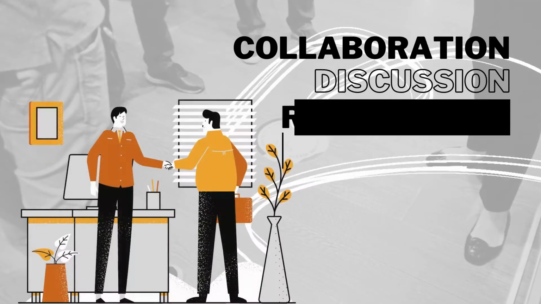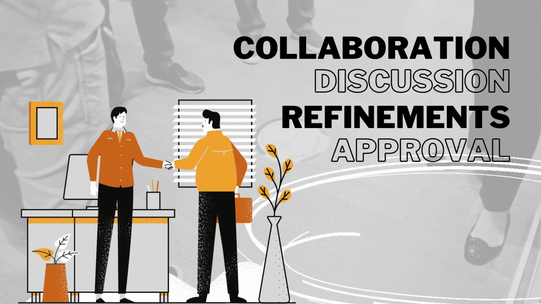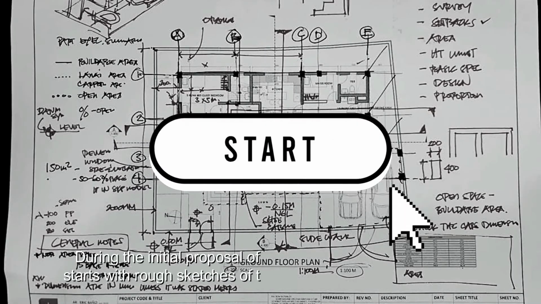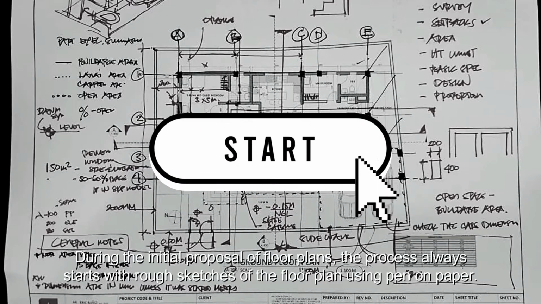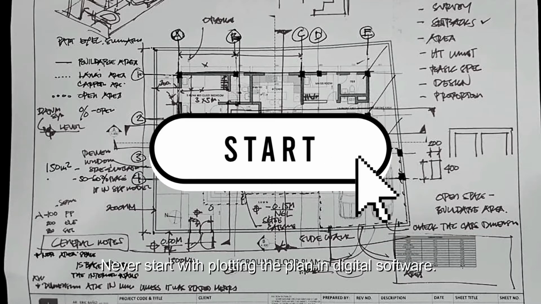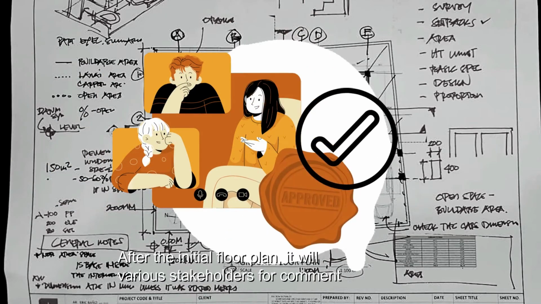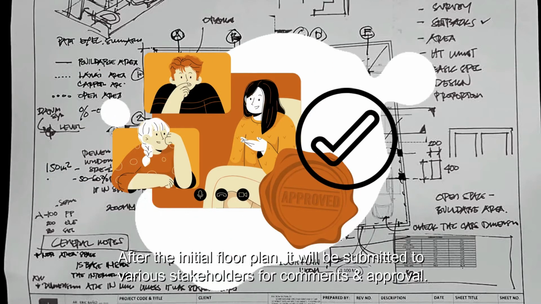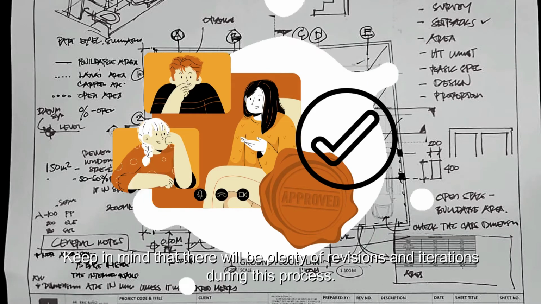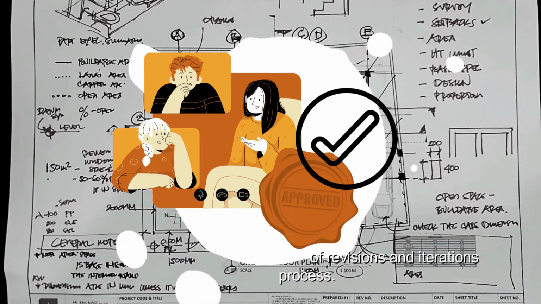The process is for collaboration, discussion, refinements, and approval with all the stakeholders of the project. During the initial proposal of floor plans, the process always starts with rough sketches of the floor plan using pen and paper. Never start with plotting the plan in digital software. After the initial floor plan, it will be submitted to various stakeholders for comments and approval. Keep in mind that there will be plenty of revisions and iterations during this process.